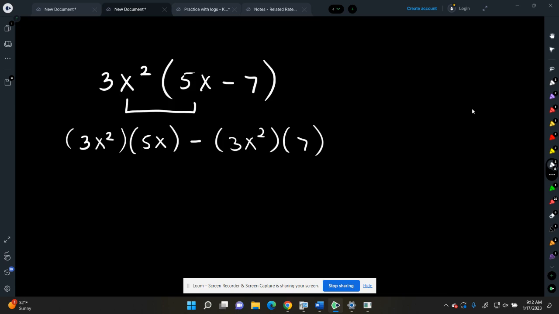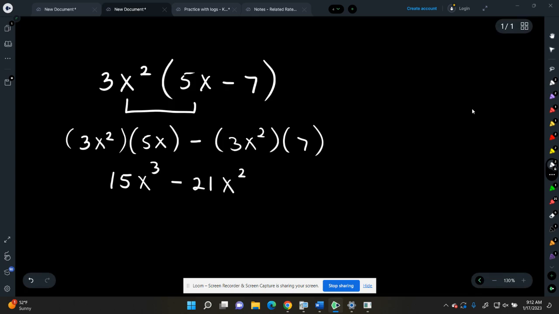So when we multiply, now we have 3 times 5, which is 15. What's x squared times x? X cubed. Minus 3 times 7, which is 21, x squared.